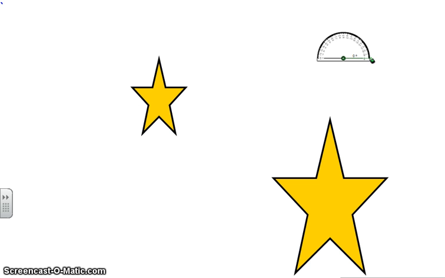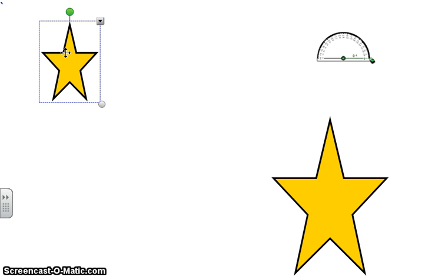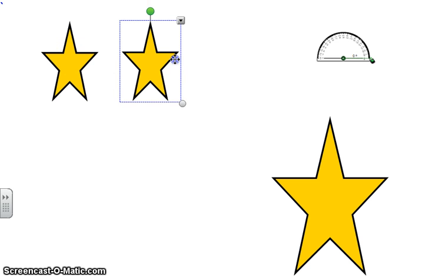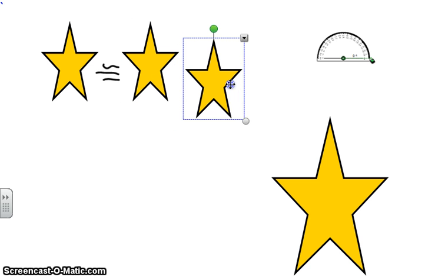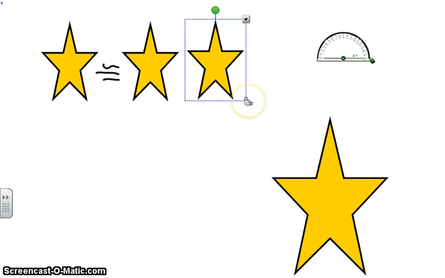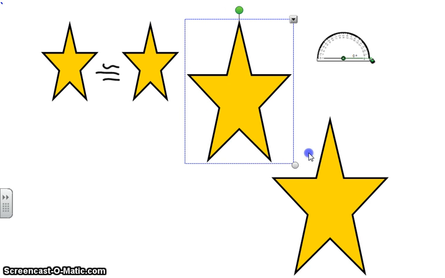So let's take a look at these here. This figure here is a star. I can clone it like that. So I could say that these two figures are congruent, and the symbol for that is that, right? Congruent. Kind of has an equal sign with a wavy line. And so then I could take this figure, and because of the software that's been written up for this, I can do that, right?